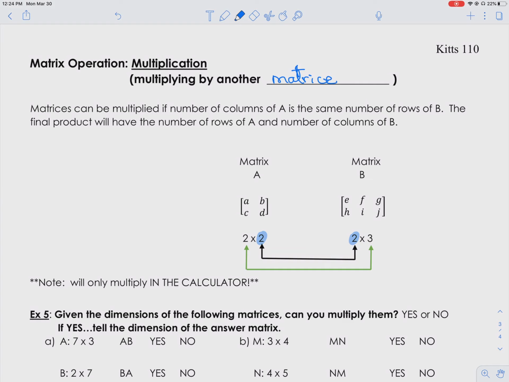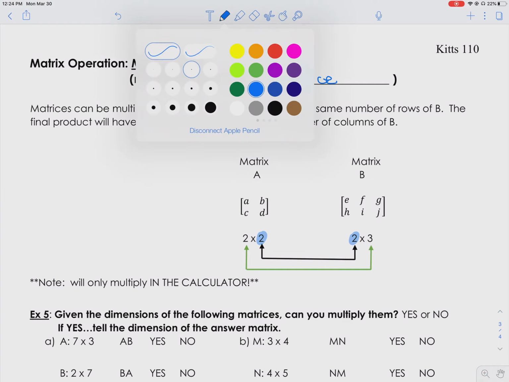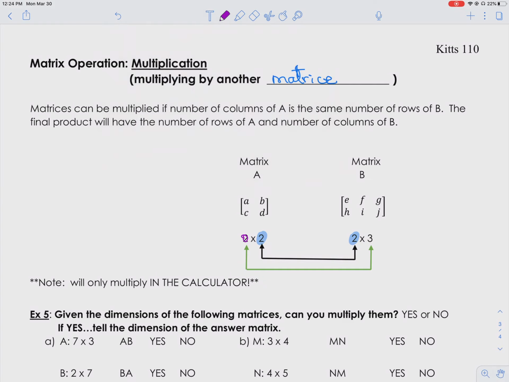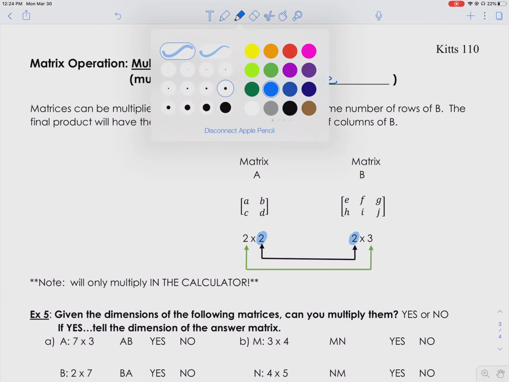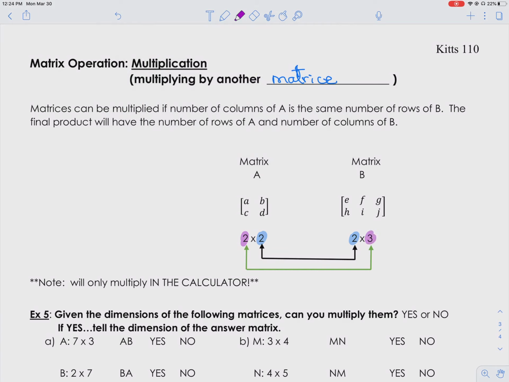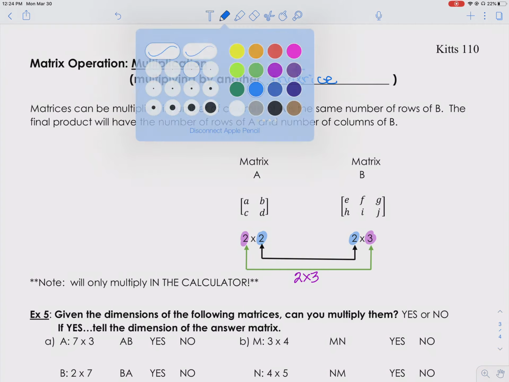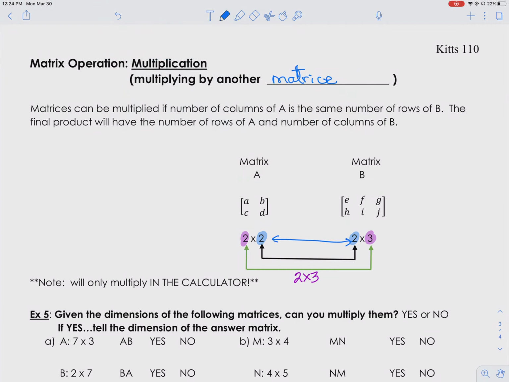And when you do that, then your answer is going to be these guys. Whoops, sorry. The dimension of your answer is going to be a 2 by 3 matrix. Okay, so the blue ones have to match for you to be able to multiply. Those guys have to be the same. Your answer is going to be the 2 by 3.